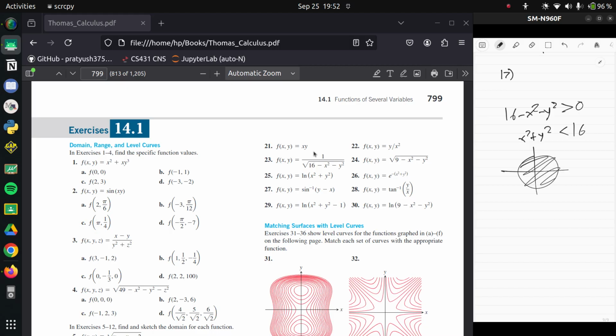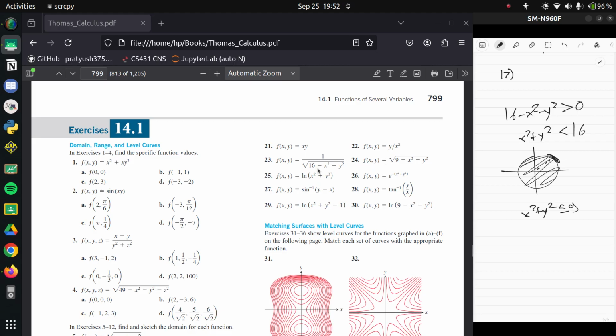It's not closed, by the way. You have a sequence of points like this and it doesn't converge to something in the set, right? So it's an open bounded region. What about this one, the square root of 9 minus x squared minus y squared? It's not open, firstly, it's closed, because x squared plus y squared should just be less than or equal to 9. So it's a closed bounded region.